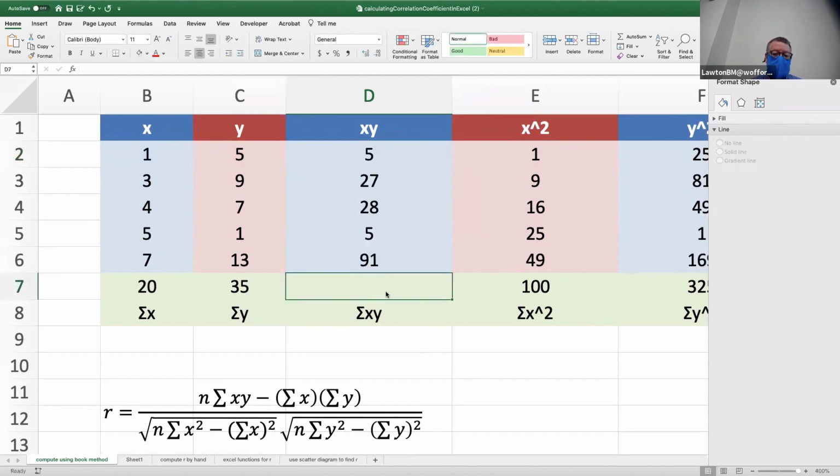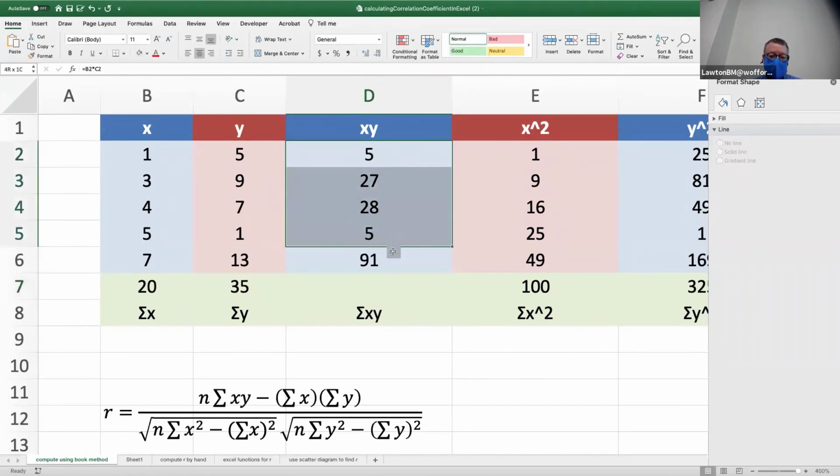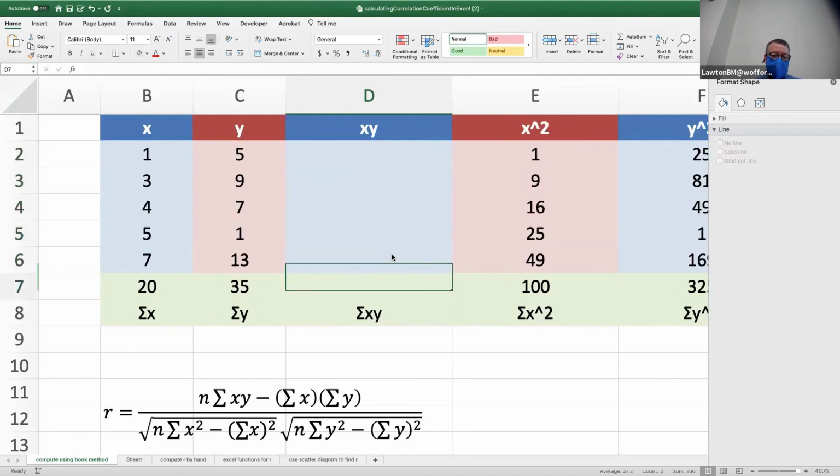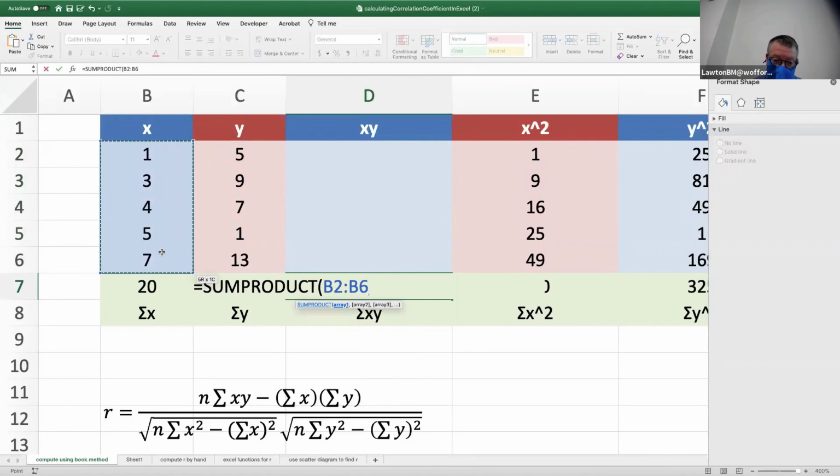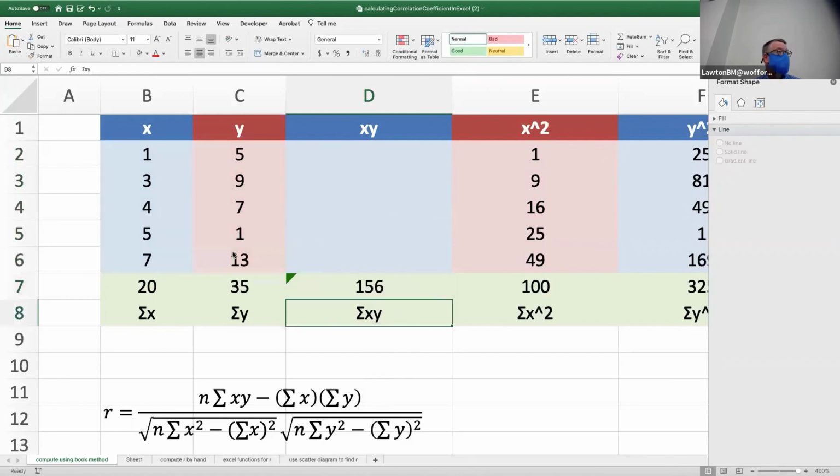Is there another way to get this box without doing any work? Can I get here without having to do anything first? Yes. How? Sum product. Right, so if I type sum product, that says multiply these x's times these y's, and then jump straight to the answer. So that helps a lot.